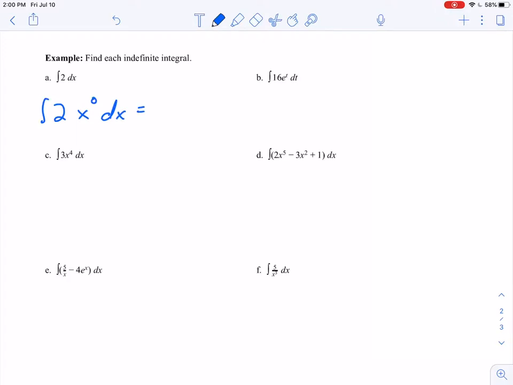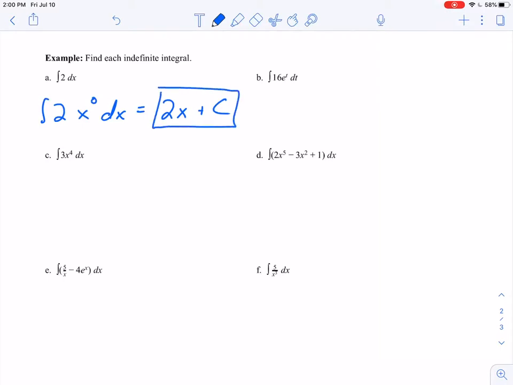Now, if I apply my power rule, we add 1 to the power: 2x to the first power, divided by my new power of 1, plus my constant of integration c. We don't really need to write 2x to the first over 1. We can just write this as 2x. But there is my indefinite integral.